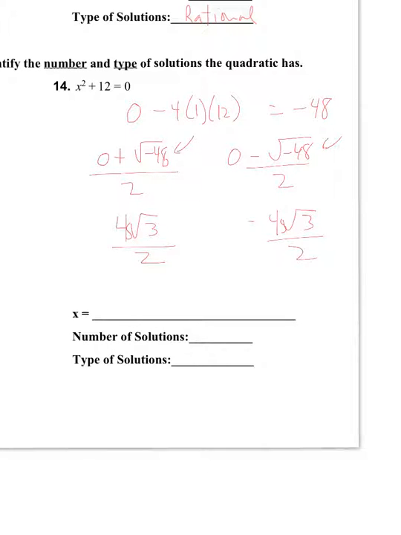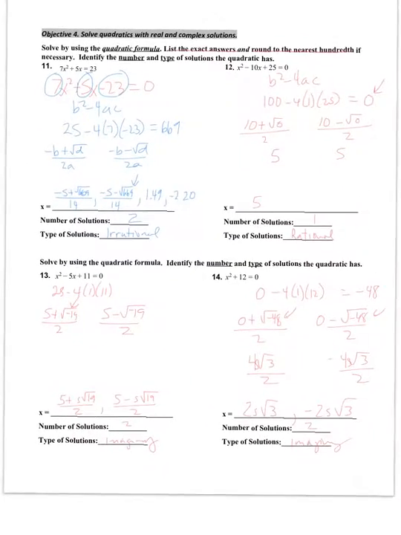So my final best answer would be 2, well, let me write it closer to the line because it's not actually going to look like a fraction. 2i square roots of 3 and negative 2i square roots of 3. That's two solutions, and they are imaginary. Okay. All right, down the home stretch, going to the last page.